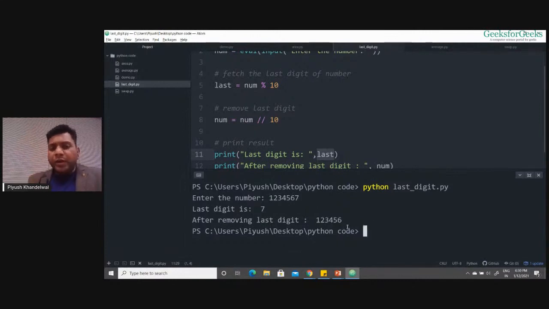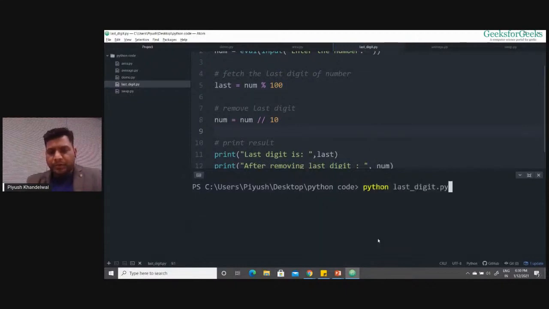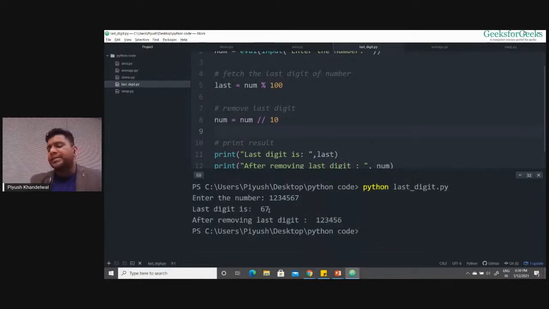Now you tell me what we need to do when I want to fetch the last two digits of this number. I hope you get this. Yes, we are going to do it mod 100. If I'm doing last mod 100, it will fetch me the last two digits of the number, right? Let me save the program and run it again. You see this? I enter the number 1 2 3 4 5 6 7 again. So the last two digits are 6, 7. It will give me 6, 7, right?